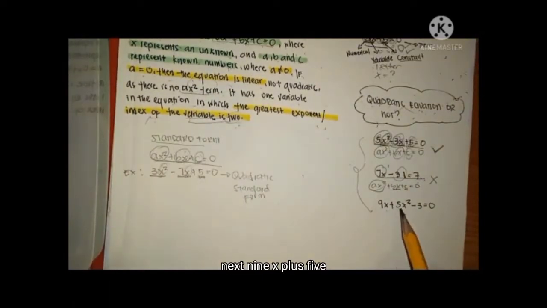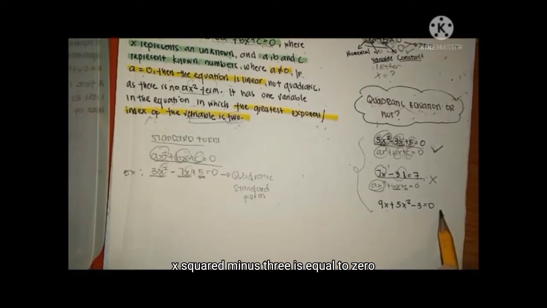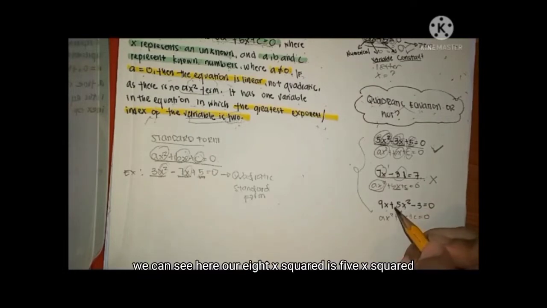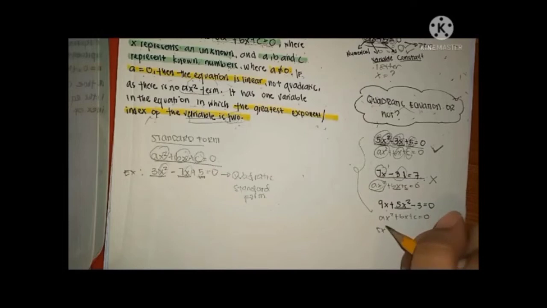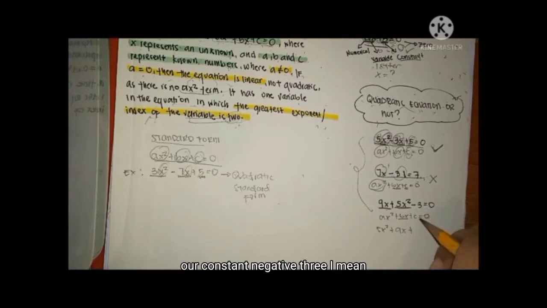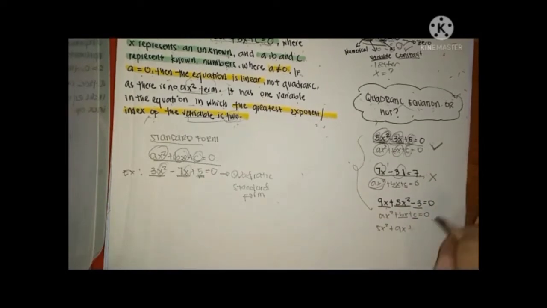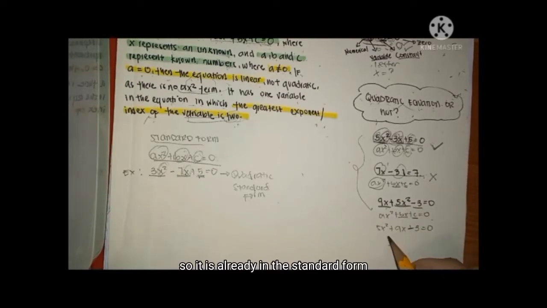Next, 9x plus 5x squared minus 3 is equal to 0. Let's arrange this one in the form ax squared plus bx plus c equals 0. We can see here our ax squared is 5x squared, plus our 9x is our bx, and our constant is negative 3, equal to 0. So it is already in the standard form.